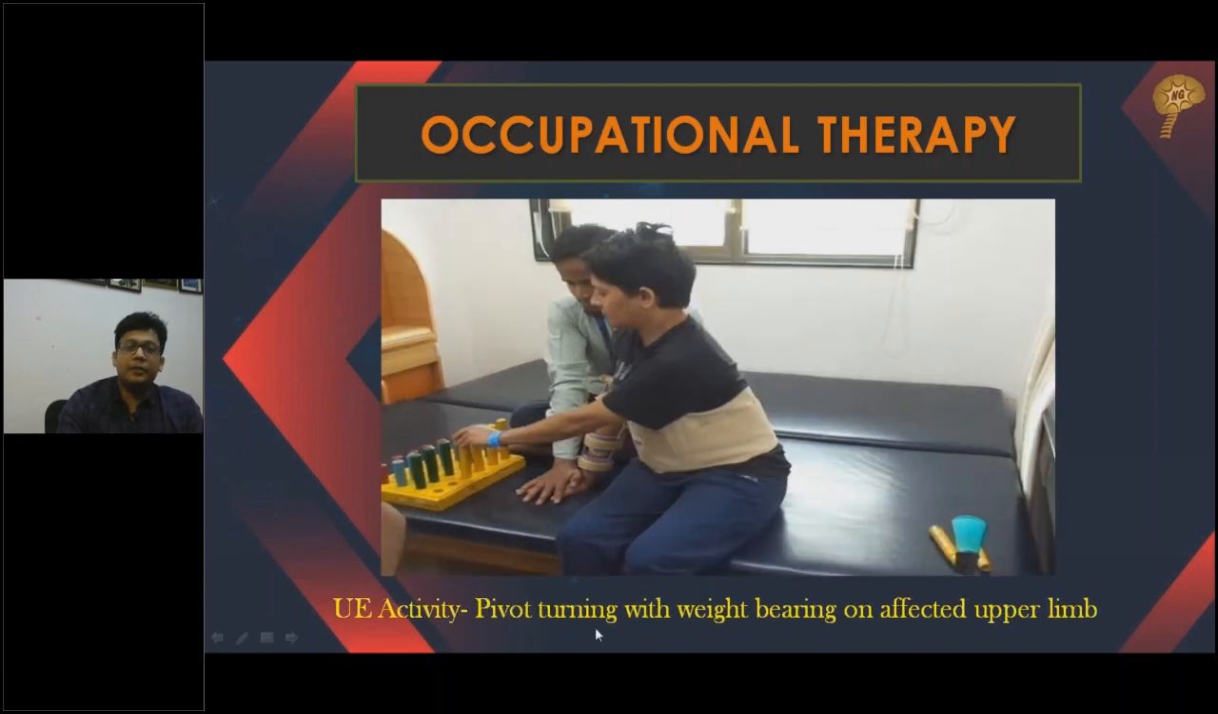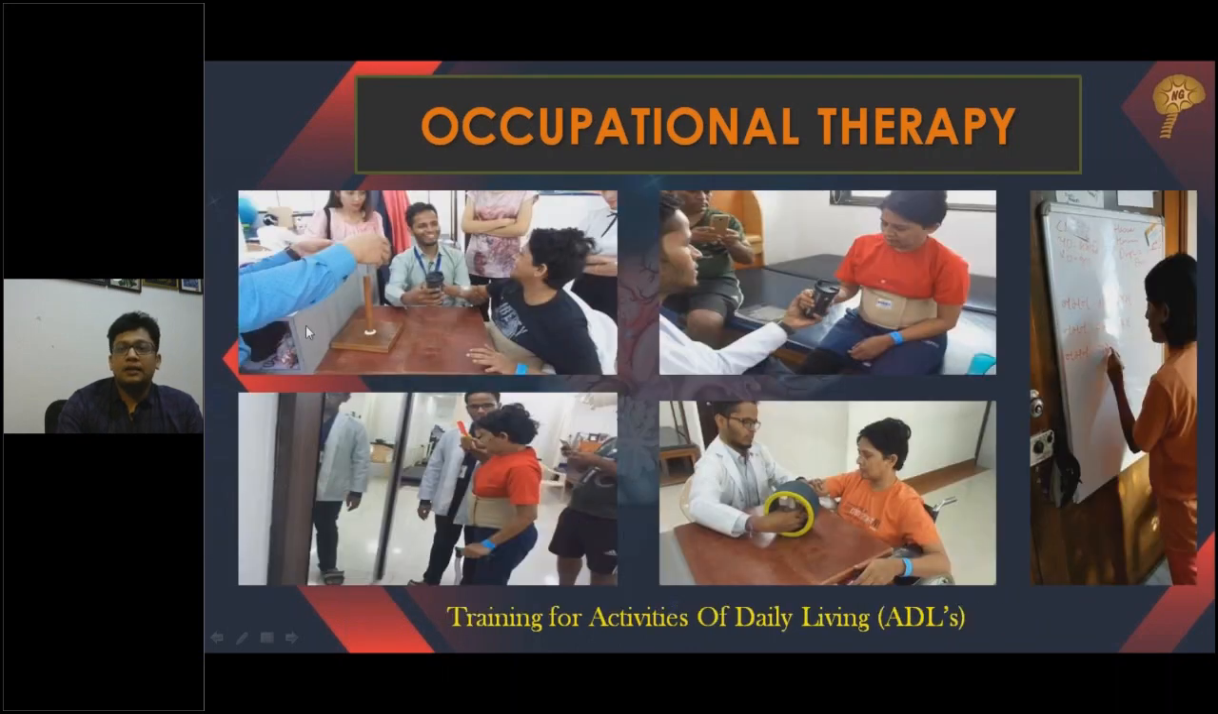Upper extremity activity, pivot turning with weight bearing on the affected limb. These are a few occupational therapy exercises which train for activities of daily living, which is very important to make the patients independent. The quality of life improvement is completely dependent on these activities.